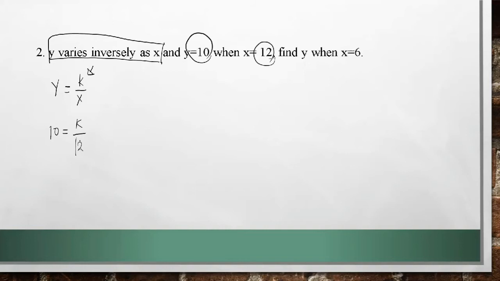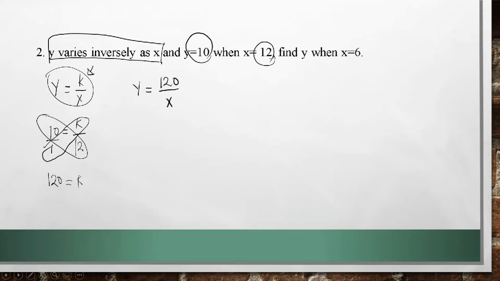And then, using cross multiplication, this is over 1. 10 times 12 is 120, is equal to 1 times the constant, which is the constant. So k is 120. So substitute it to the formula. Y is equal to 120 over x. Now we have the equation of variation.